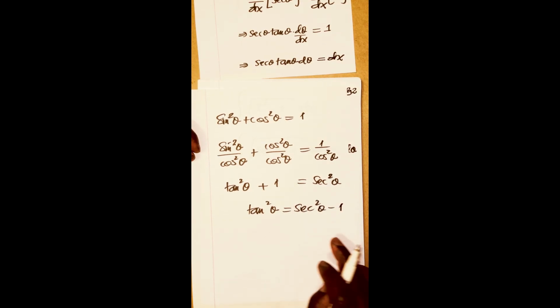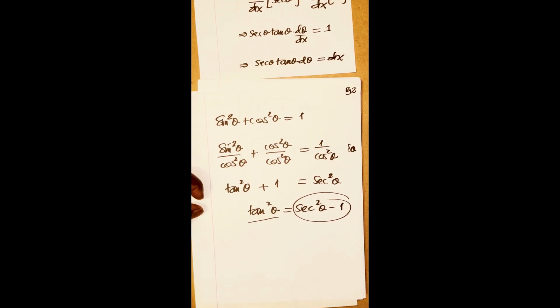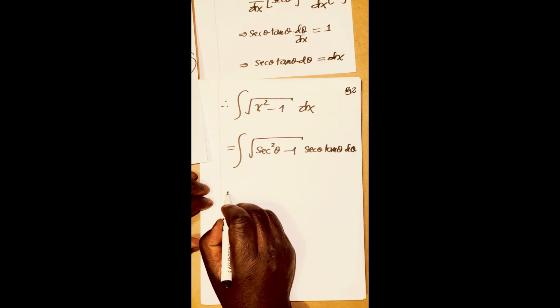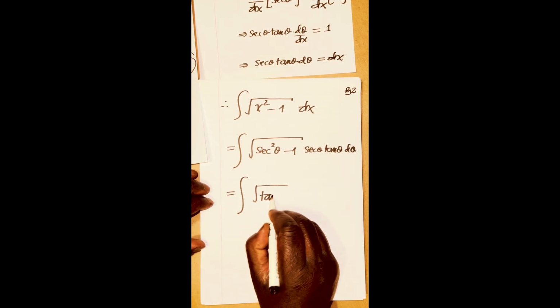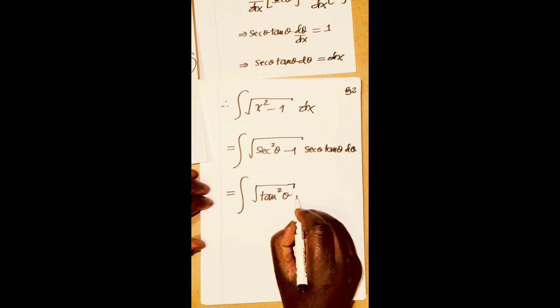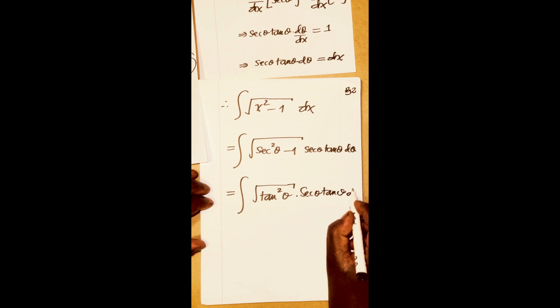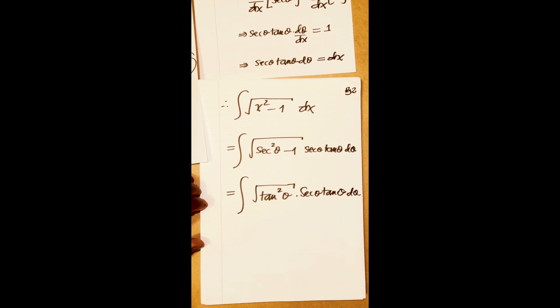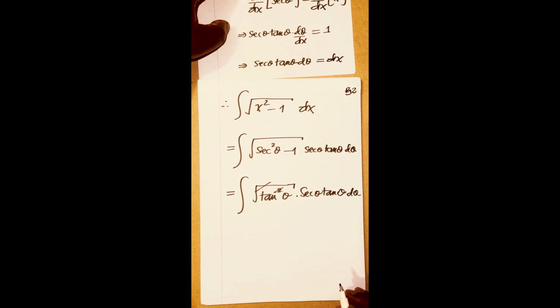Obviously, if you subtract 1 from both sides, this is what you get. So where I see this, I must just put tan squared of theta. Now we are saying basically that this therefore is the integral of the square root of tan squared of theta times sec of theta tan of theta d theta. Wonderful. Now this cancels that, as you can see. So what we have now is the following.